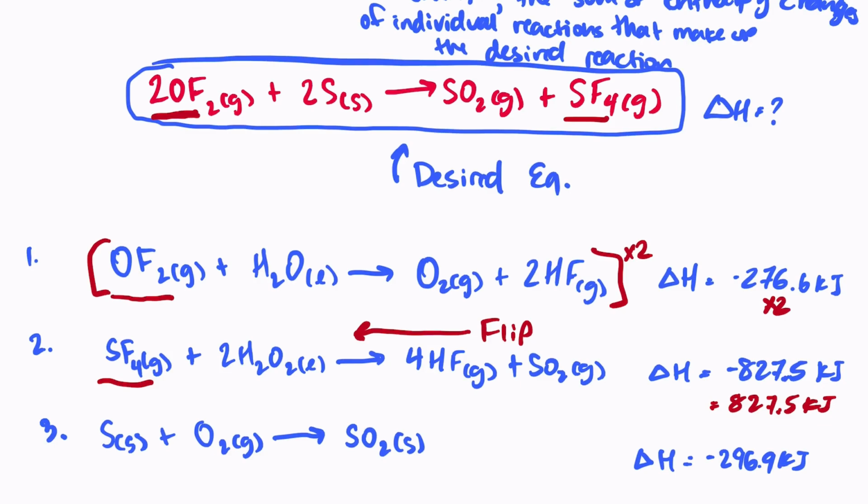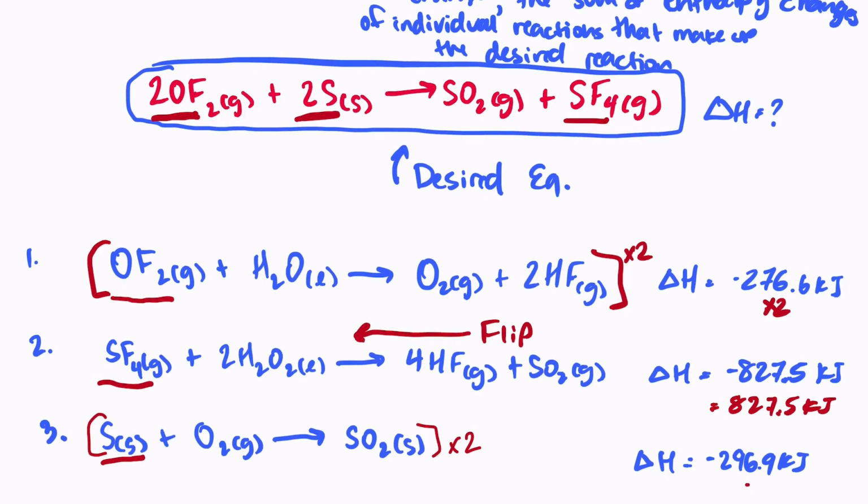For the last equation, we can see that on the reactant side we have 2 sulfurs, and sulfur is on the reactant side in the desired equation, so that's nice. But we need to multiply this whole equation by 2 as well, because we need a coefficient of 2 in front of the sulfur, which means we'll also have to multiply our enthalpy change by 2.